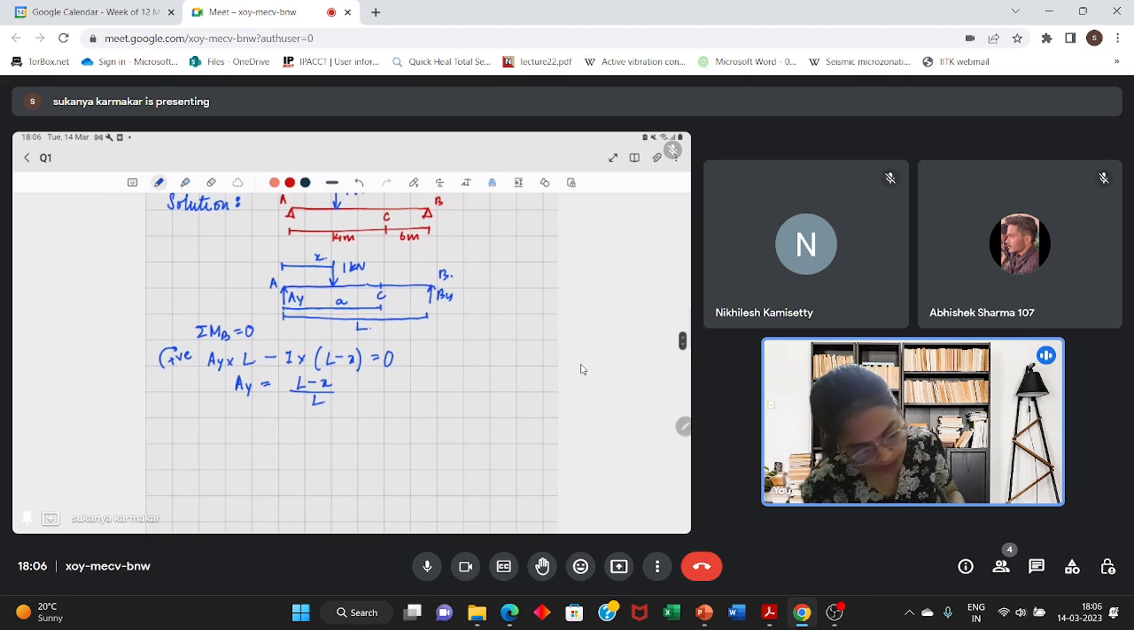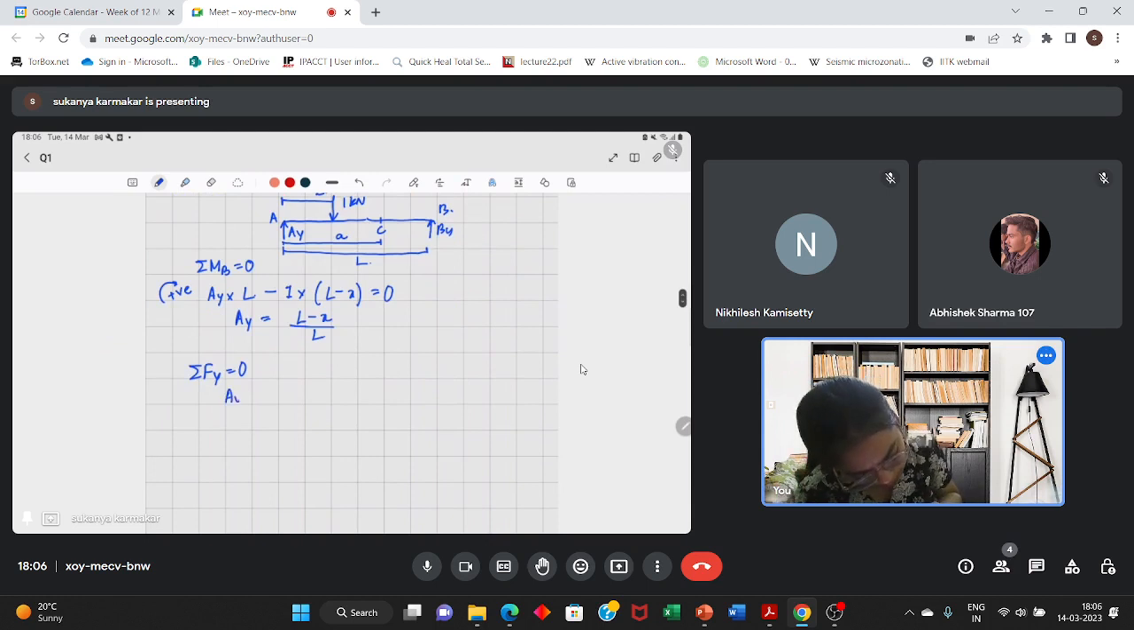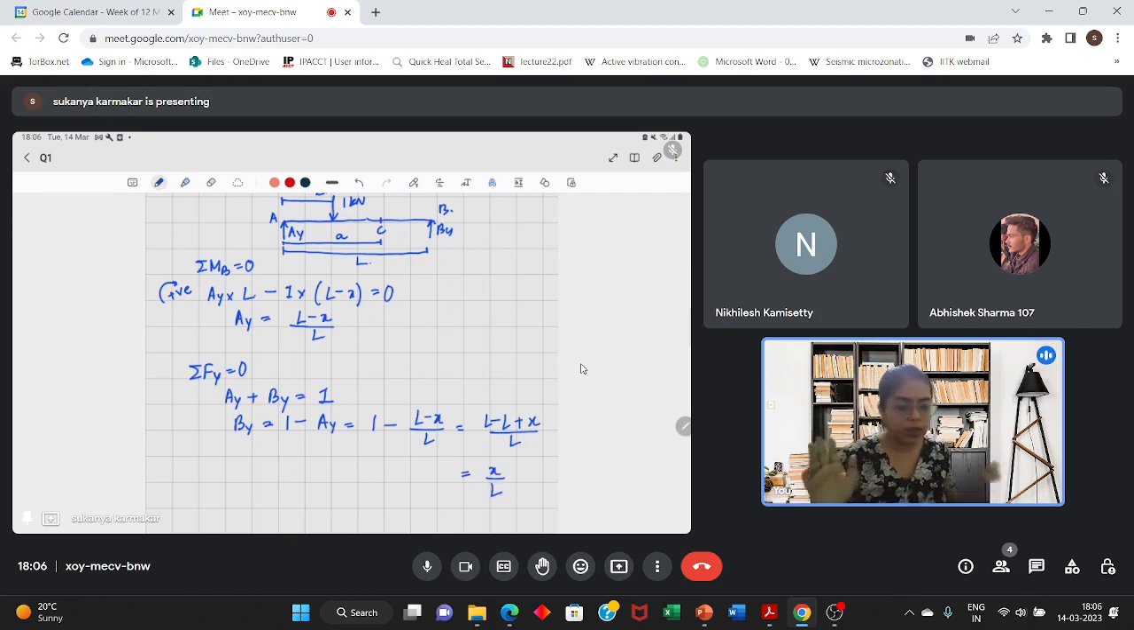Fine. Similarly, summing up the force in the vertical direction, AY plus BY is equal to 1. From there, BY is 1 minus AY, which is 1 minus (L minus x) by L, which is (L minus L plus x) by L, which is x by L. So, we got these two reactions.